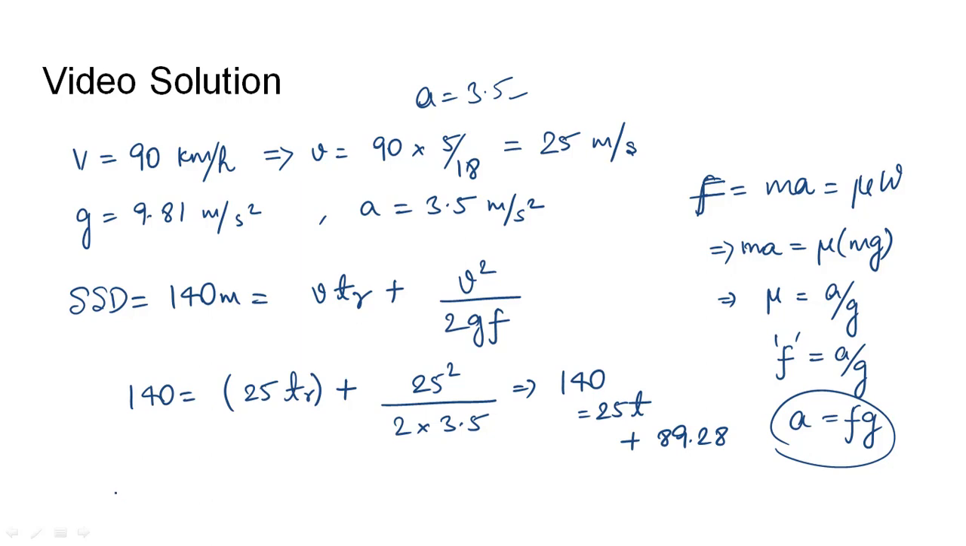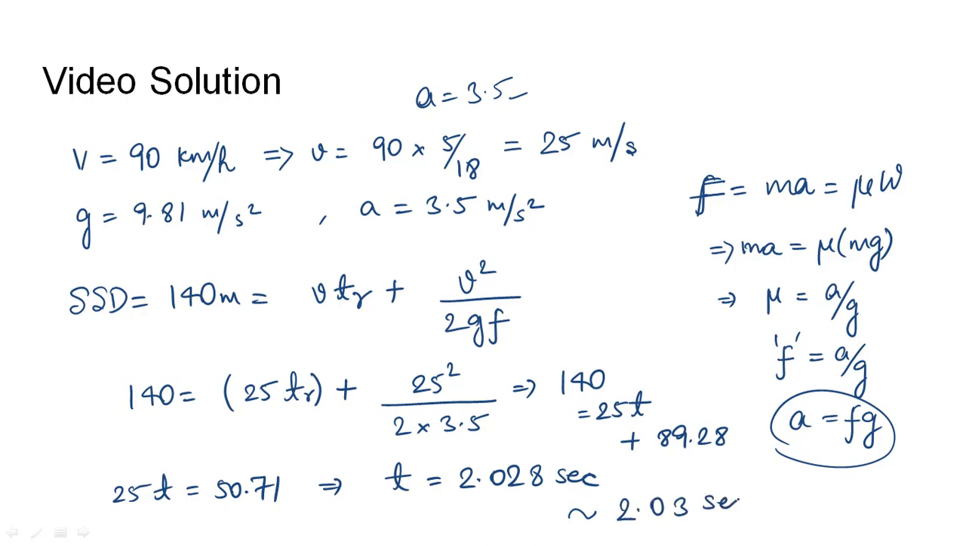89.28. This would give 25t equals 50.71, which would give the reaction time as 2.028 seconds. And since the question instructs us to round it off to 2 decimal places, we will round it off to 2.03 seconds.